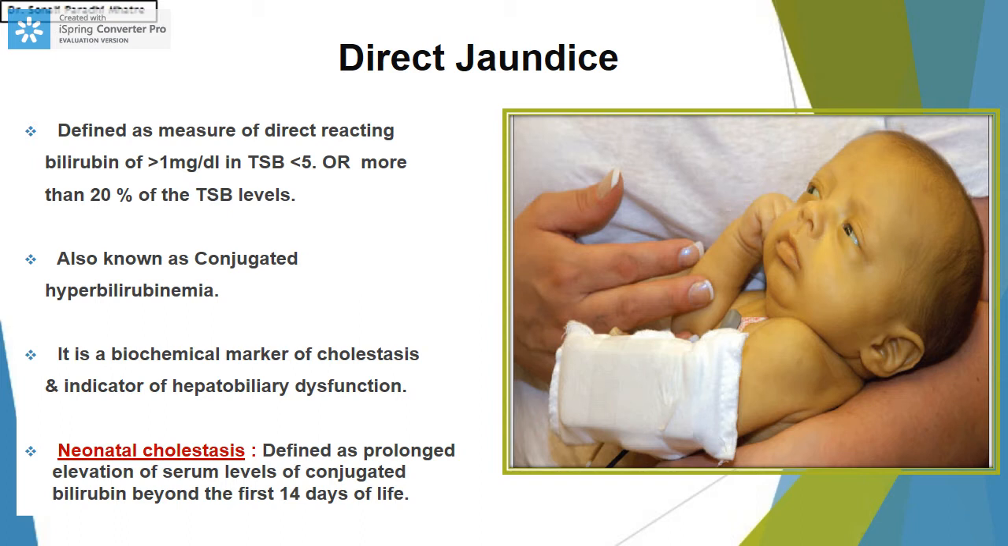Now direct jaundice in a baby is a biochemical marker for cholestasis. It is an indicator of hepatobiliary dysfunction. Neonatal cholestasis is defined as a prolonged elevation of serum levels of conjugated bilirubin beyond the first 14 days of life.